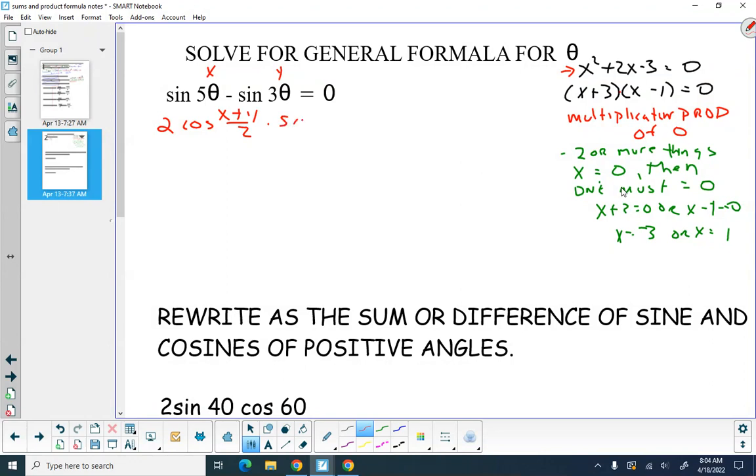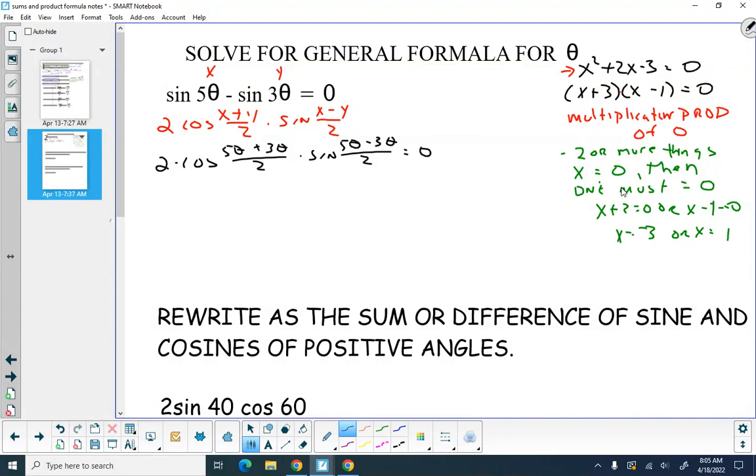Times the sine of (x minus y) divided by 2. Is that it? My x is 5 theta. My y is 3 theta. So I'm going to make a substitution. So we have 2 times the cosine of (5 theta plus 3 theta) divided by 2, times the sine of (5 theta minus 3 theta) divided by 2, is equal to 0.